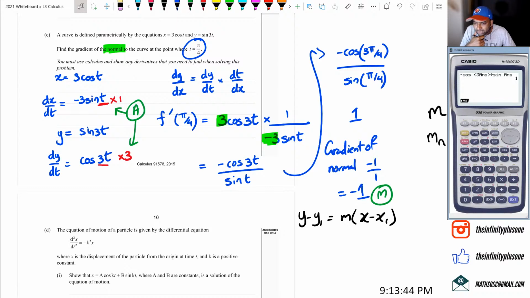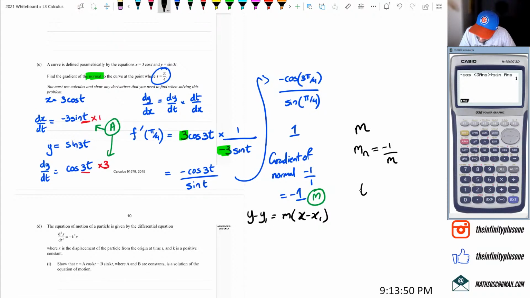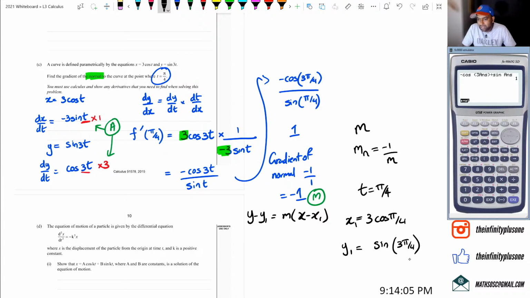Now, y1 and x1 is usually a point that's given to you. So remember how it says t is equal to pi over 4, right? Then your x value is going to be 3 cos pi over 4. So that's your x1. And then your y1 is going to be sine 3 pi over 4. So that's how you get those two x and y points.